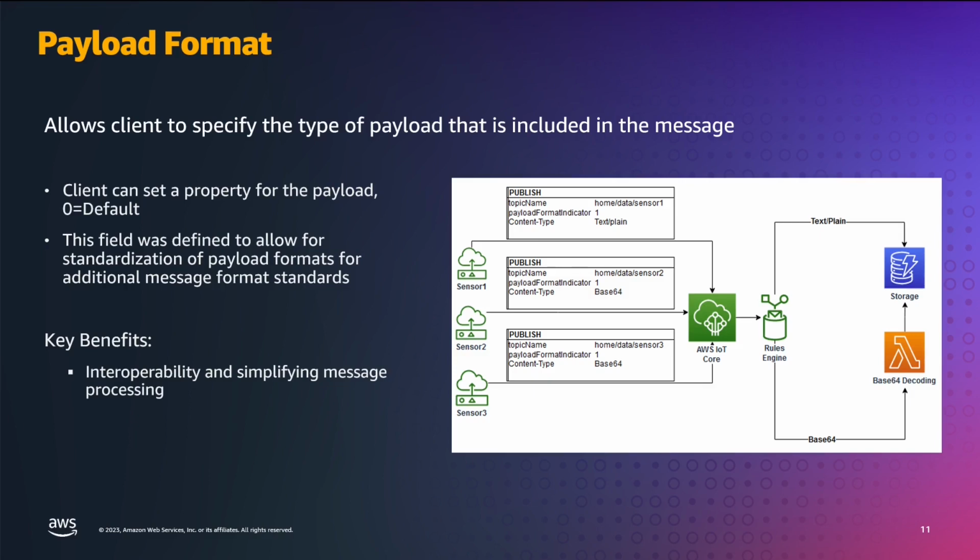So if you see in the example here, there are multiple sensors sending data to AWS IoT Core with the payload format indicator set to 1 and content type mentioned as plain text or base64.